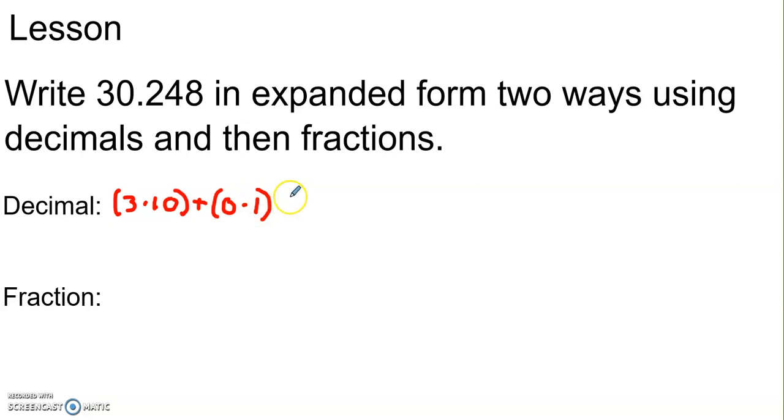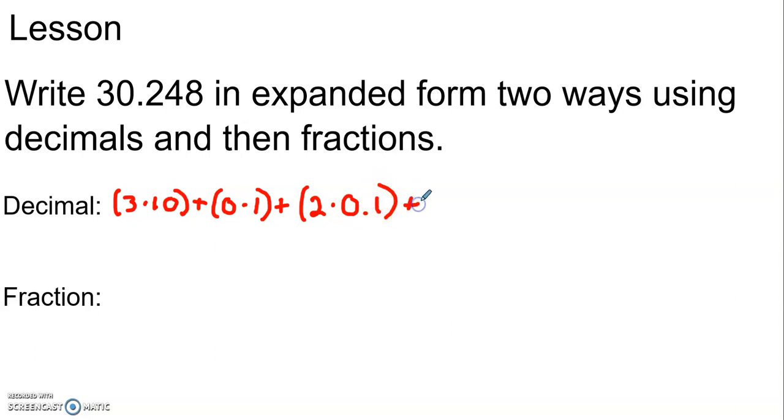The next digit is the decimal. So we don't write the decimal in expanded form. So we could just write another plus here. The next digit here would be the 2. The 2 is in the tenths place. So don't forget that that is 0.1, right, for the tenths.